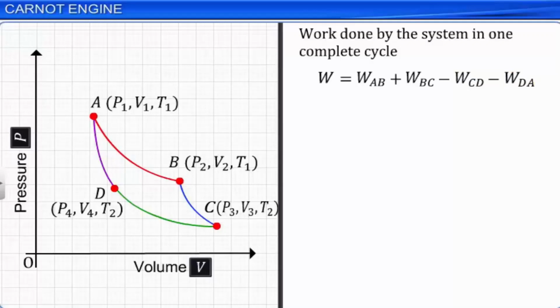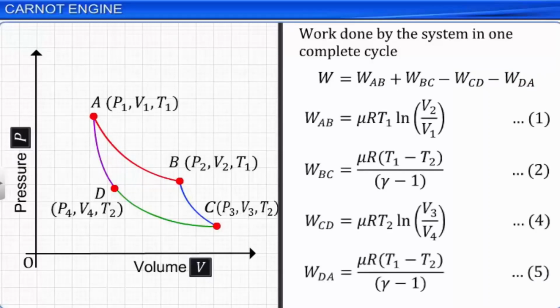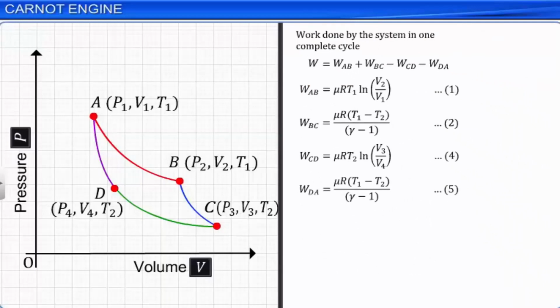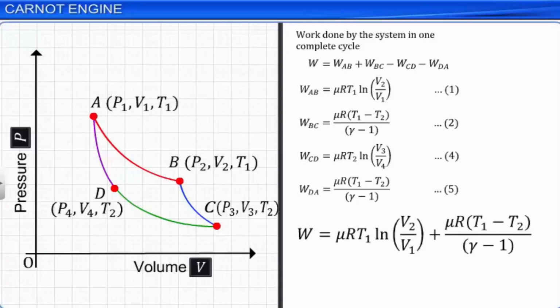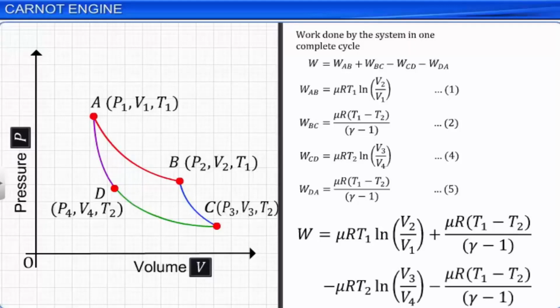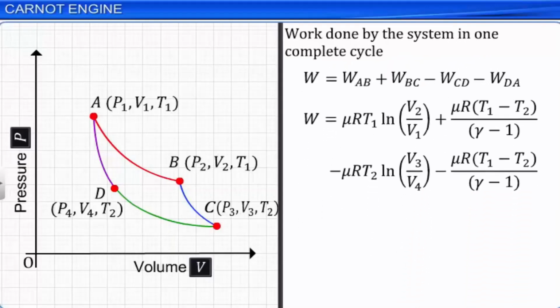On substituting the values from equations 1, 2, 4 and 5, we get W is equal to μRT1 ln(V2/V1) plus μR(T1 − T2)/(γ − 1) minus μRT2 ln(V3/V4) minus μR(T1 − T2)/(γ − 1). On simplification, we get W is equal to μRT1 ln(V2/V1) minus μRT2 ln(V3/V4). Let this be equation 7.